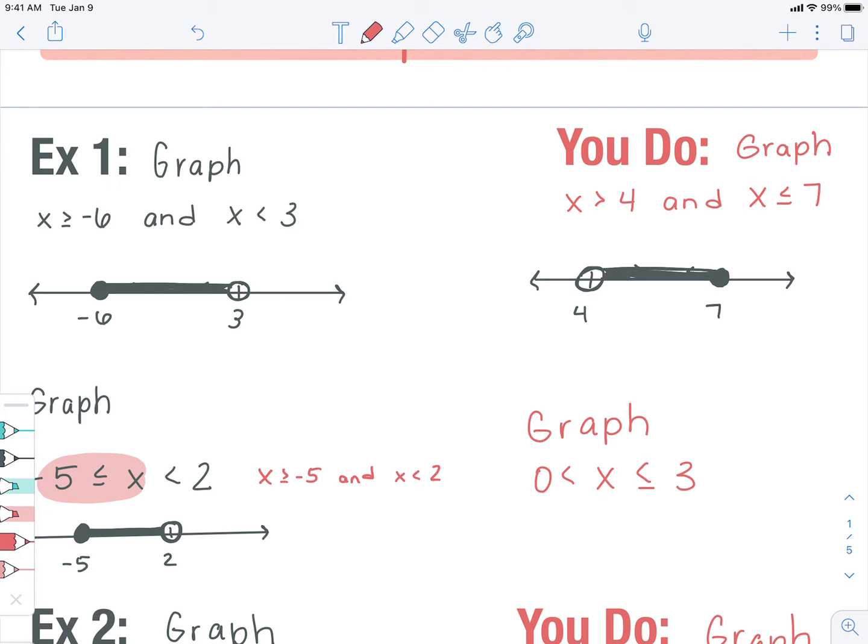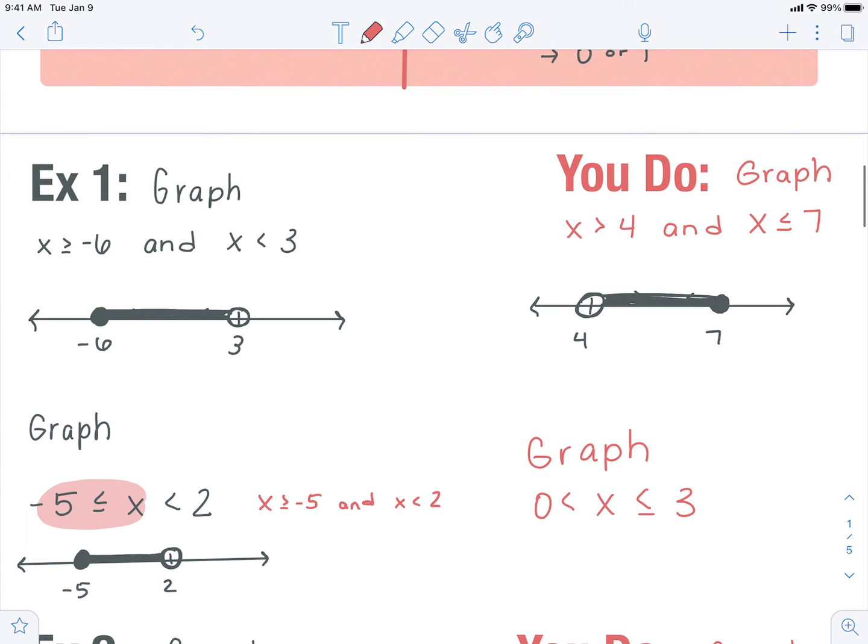But since I like to use as little words as possible or write as little symbols as possible, I like to just do it as quickly as I can. They're just showing you that that's another way that you can write your and inequalities. So you can write and inequalities as just a string of things with the x in the middle.